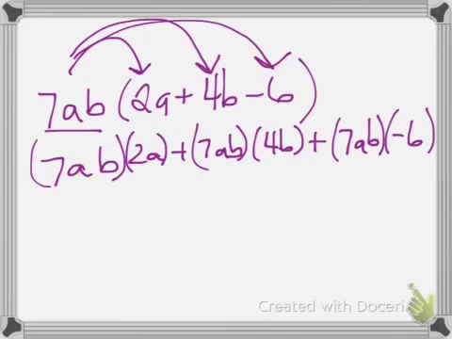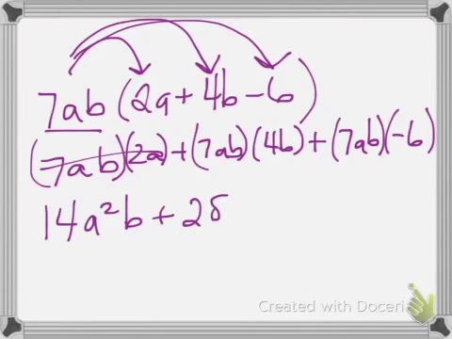So 7ab times 2a, 7 times 2 is what? 14. A times a is? A squared. A times, I'm sorry, b and a, there's no more b's, right? So just bring the b down. Over here, so that's done. 7 times 4 is? 28. Okay, a times nothing is a, or 1. B times b is? B squared.